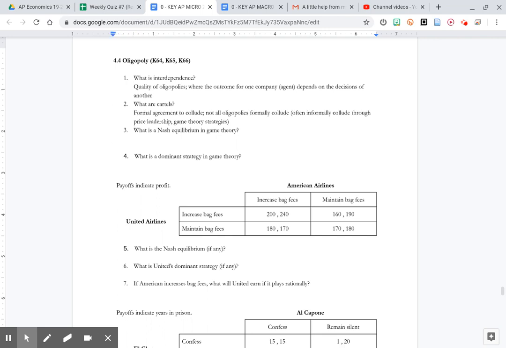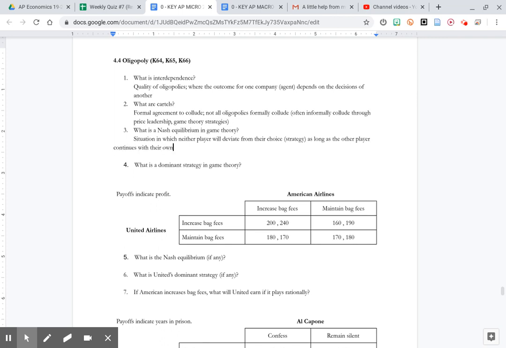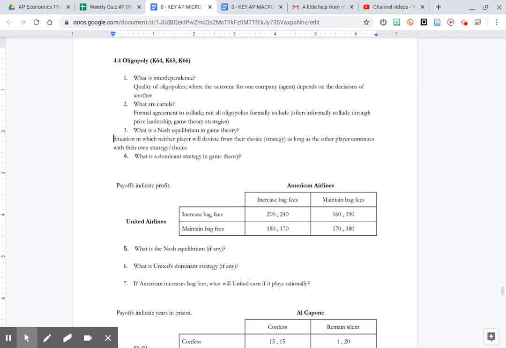Nash equilibrium in game theory is a situation in which neither player will deviate from their choice, and we sometimes call those choices strategies, from their strategy, as long as the other player continues with their own strategy or choice. So it's kind of where the players will end up, which is why we call it an equilibrium. Not all games have a Nash, is a way to think about it. We'll look at it in a second.